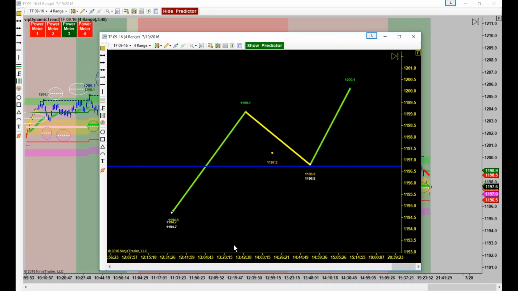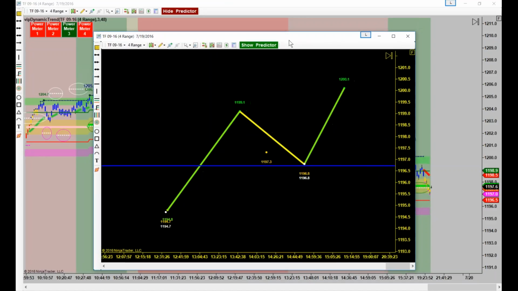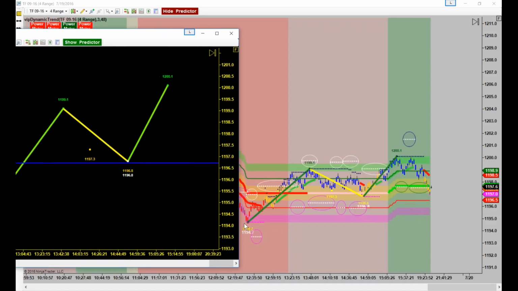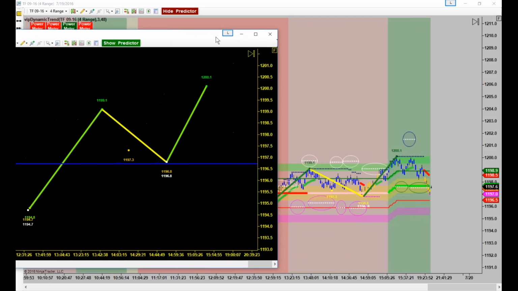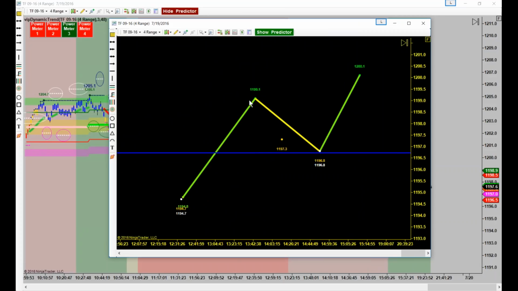This is the exact spot on the chart. See the 1194.70, the 1199.10, the 1196.80, and 1200.1. That's it right there. So see what taking all that off your chart enables you to do? You can actually see what's going on in this chart.